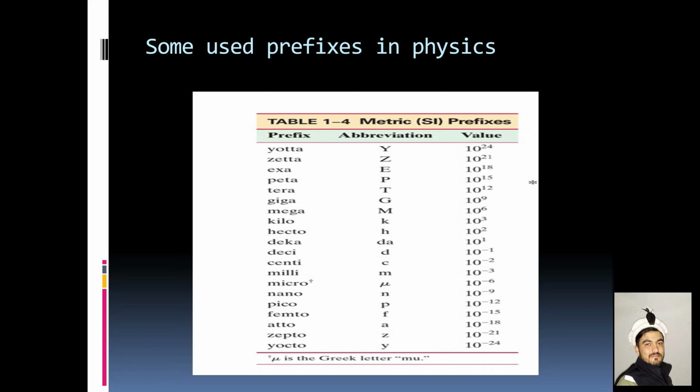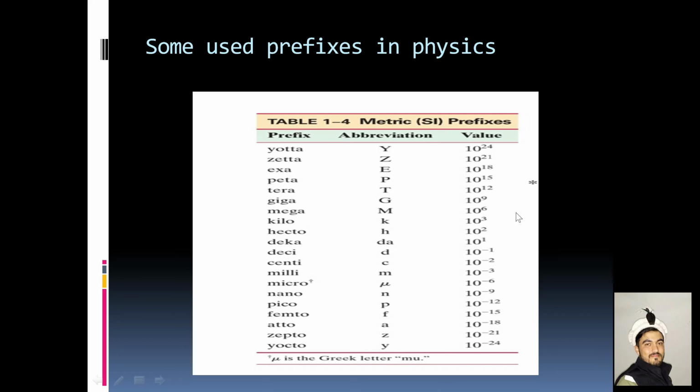Dear students, in your book table 1-4 the SI units have been given along with the prefixes. In your book it goes from 10 raised to the power 18, which is exa, but I have included 10 raised to the power 21 and 10 raised to the power 24 as well. Similarly on the negative side, for smaller values, down to 10 raised to the power minus 24. So we have yotta, zetta, exa, peta, tera, giga, mega, kilo, hecto and deca.